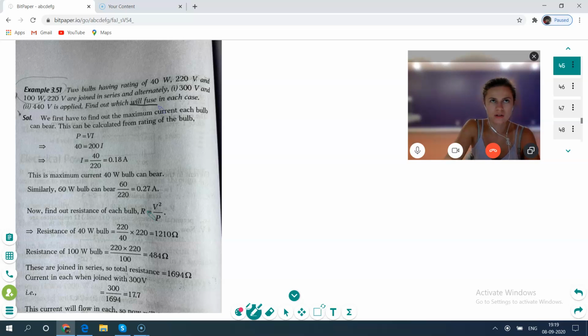I think so. Wait. P is equal to V squared divided by R. P is equal to V square divided by R. Very good. So R is equal.